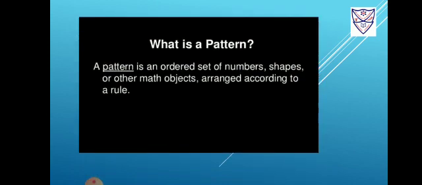A pattern is an ordered set of numbers, shapes or other math objects arranged according to a rule. Means what, students? A pattern can be arranged in an order according to a set of numbers. It can be arranged with shapes, or other math objects, and it can be arranged according to a rule. Means what, students? Here, if some number rules are given, according to that rule, pattern designs are formed. So let us understand more about patterns with examples.